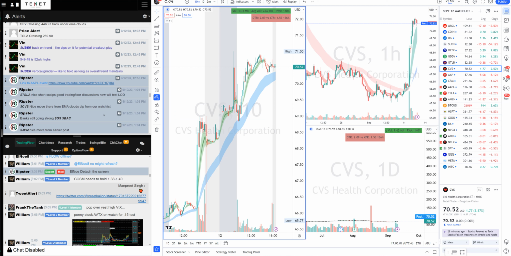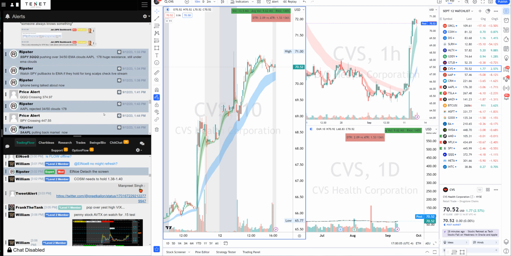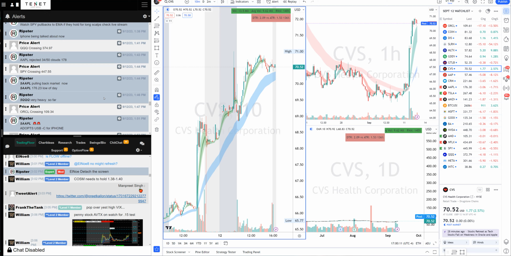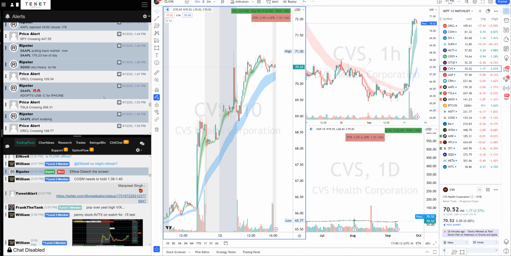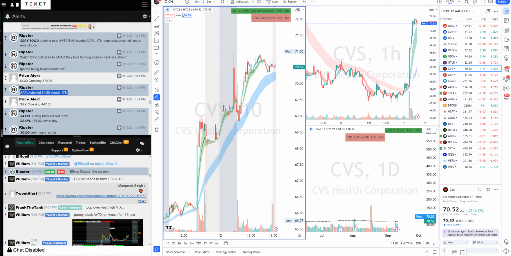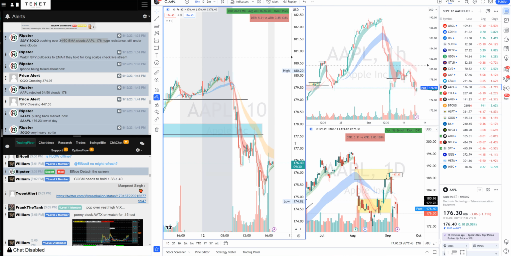CVS moved nicely after the dip. So no real loss today. I played all the good setups. You didn't get chopped on SPY, QQQ. Oracle was a big win, as you see. So okay, Apple, this was the resistance on Apple. What did I say? 178 and 334.50, big resistance per my day trading system.